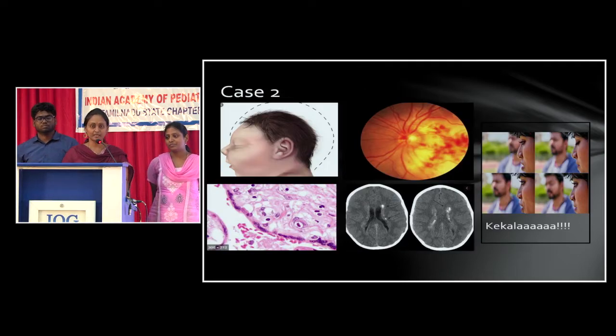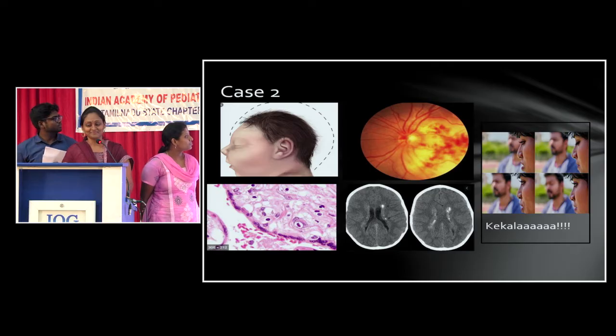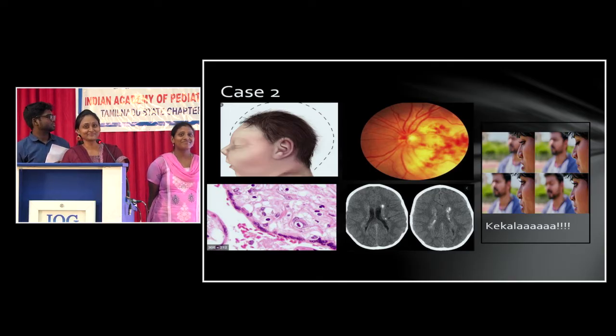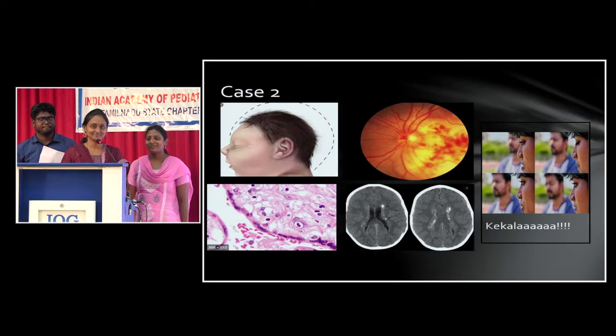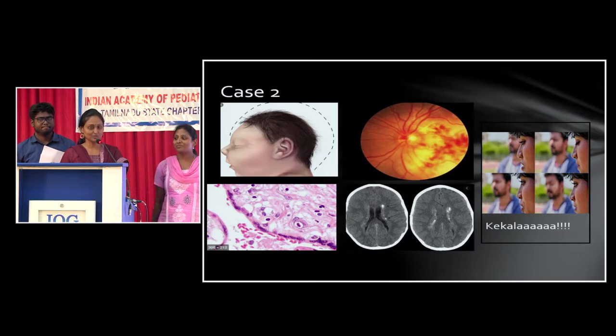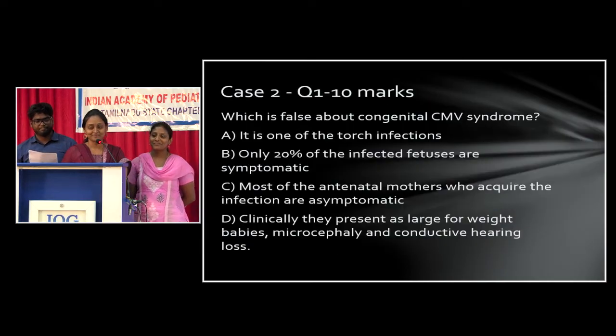So we are going to team B. Wrong. CMV. Can you explain it? Microcephaly, chorioretinitis, hearing loss, periventricular calcification, owl eye inclusions. Very good. So now here is the question for you.